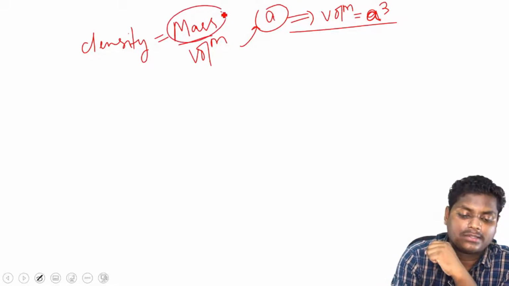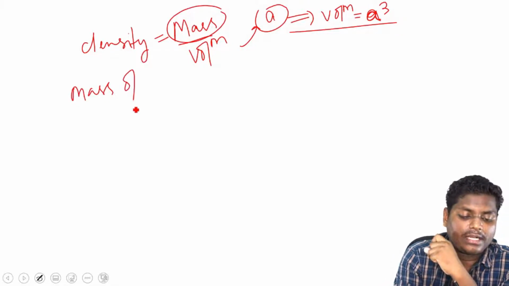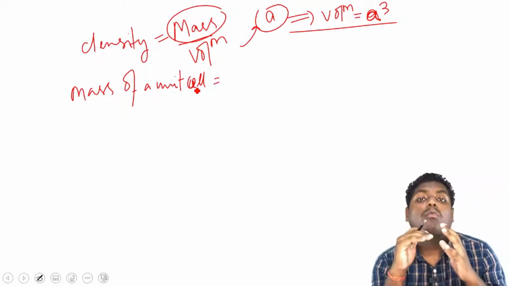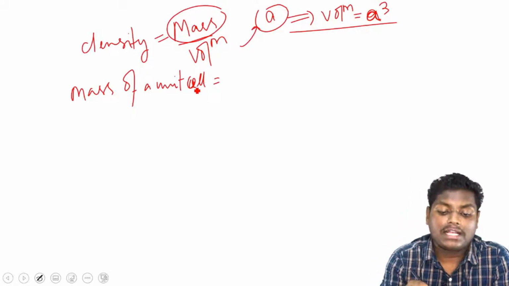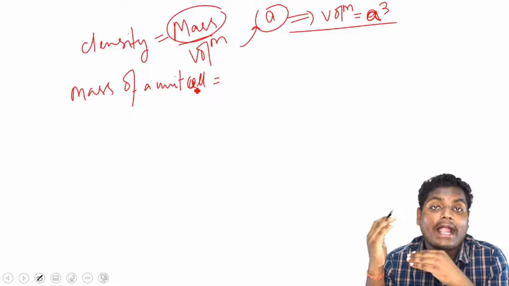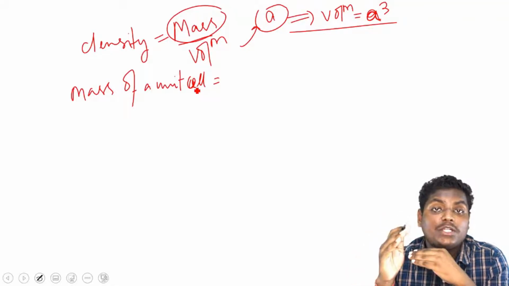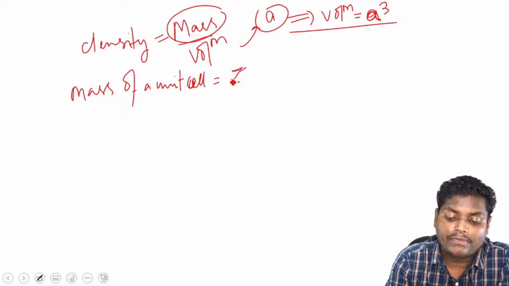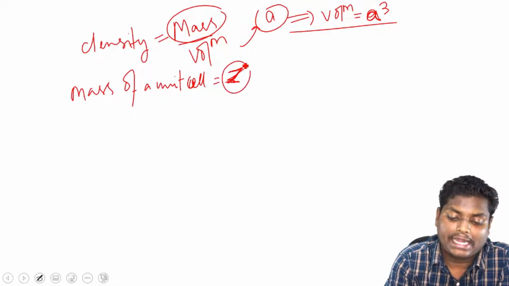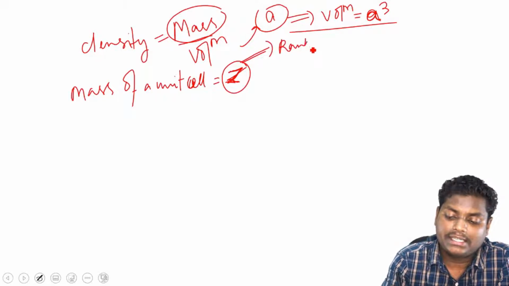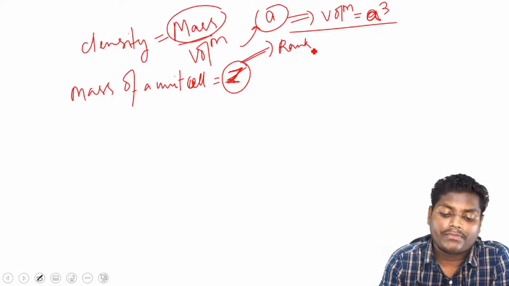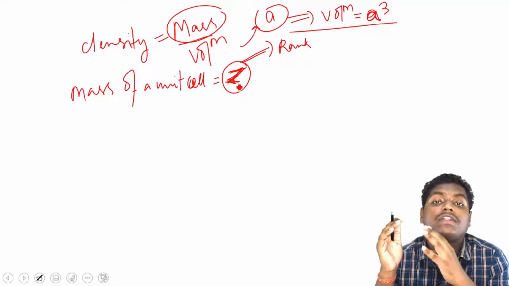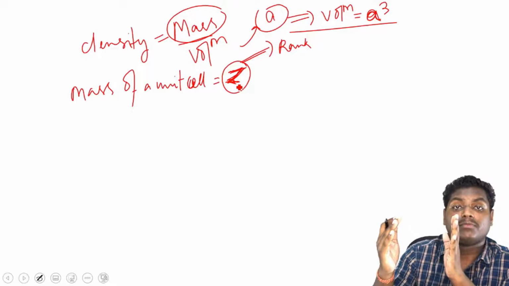Now, what is the mass? What is the mass of a unit cell? So how can we find that? The mass of a unit cell will be equal to the number of atoms present in that particular unit cell into the mass of each atom. The number of atoms present in a unit cell is given by Z or rank. So the number of atoms present per unit cell is given by rank, which is Z. And this we need to multiply with the mass of each atom.